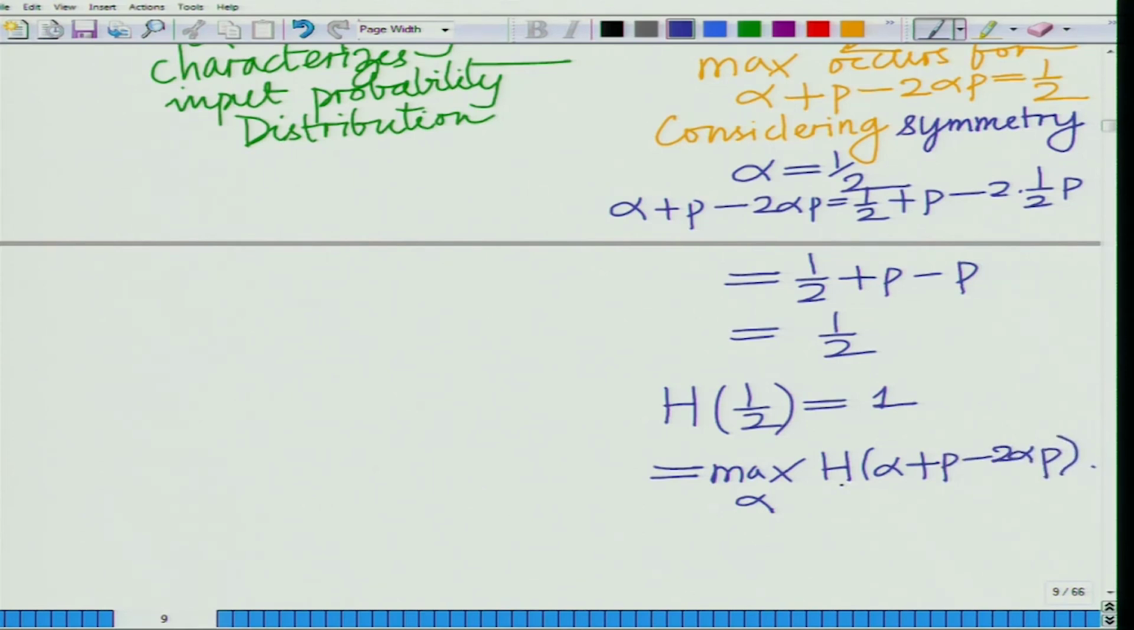Because remember, we have said that the entropy of a binary source, h of 0 is 0, h of 1 is 0, and it achieves its maximum when each of the alphabets in the binary source alphabet has probability half each, alright. And we have shown that by choosing alpha equal to half, we are able to achieve h of half, which is basically equal to 1, which is the maximum.